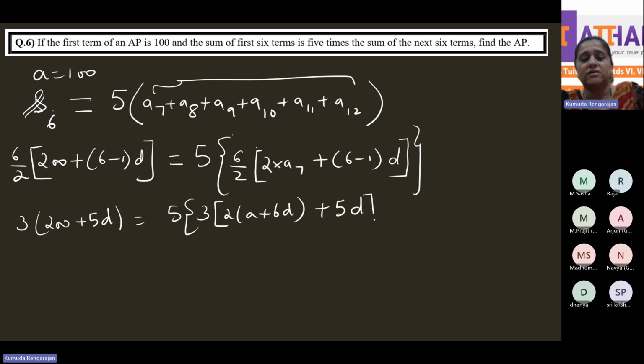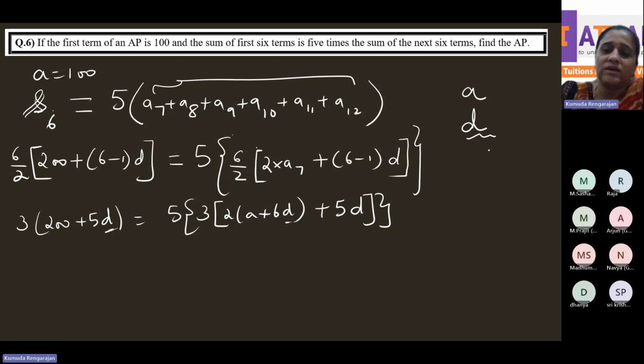You can see that throughout the equation we have only one unknown, D. You can solve this and find the value of D. The question is to find the arithmetic progression, and to find it we need only 2 values, A and D. The value of A is already given in the question, and using the other information we can find the value of D. Now using A and D, you can construct the AP.